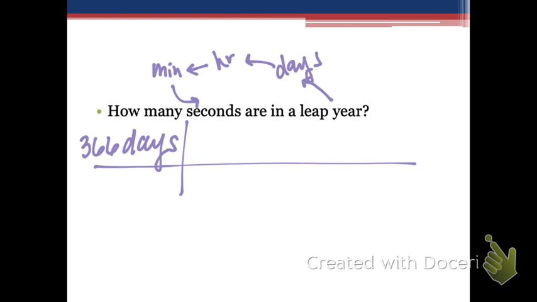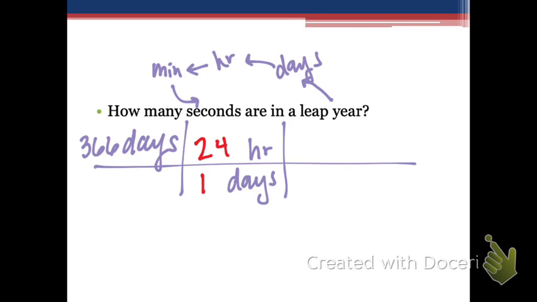So if days is what I'm trying to get rid of to go to hours, what needs to go right here? What needs to go on the bottom? Days, right? Days needs to go on the bottom. And we said we're going to hours. Is it easier to tell how many days are in 1 hour or how many hours are in 1 day? Okay, so 1 day is equal to 24 hours. Very good. Okay, let's keep moving.